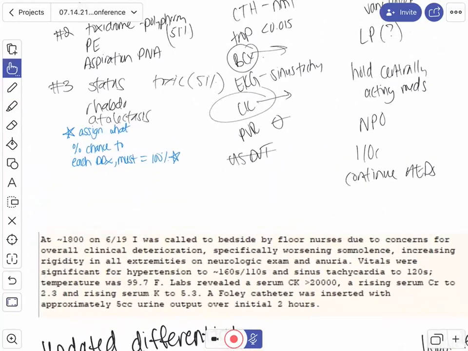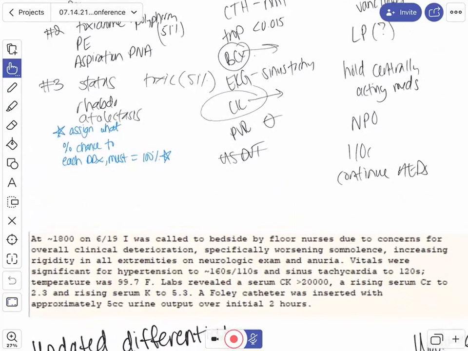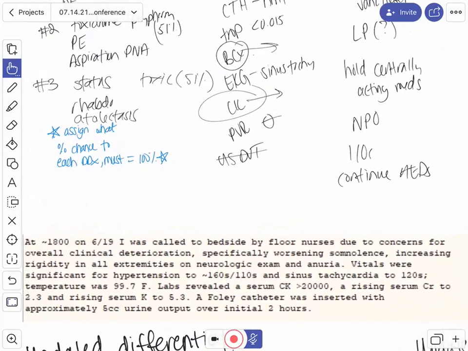So we have a great cross cover note. She gets admitted, she gets some antibiotics started, we're checking her I's and O's, holding her centrally acting meds. And we get a cross cover note that says, at about 1800, I was called to bedside by 4 nurses due to concerns for overall clinical deterioration, specifically worsening somnolence, increasing rigidity in all extremities on neurologic exam and anuria. Vitals were significant for hypertension and sinus tachycardia. Temperature was 99.7. Labs revealed a serum CK of greater than 20,000, a rising serum creatinine to 2.3, and a K of 5.3. A Foley catheter was inserted, with approximately 5 cc's of urine output over the next 2 hours.